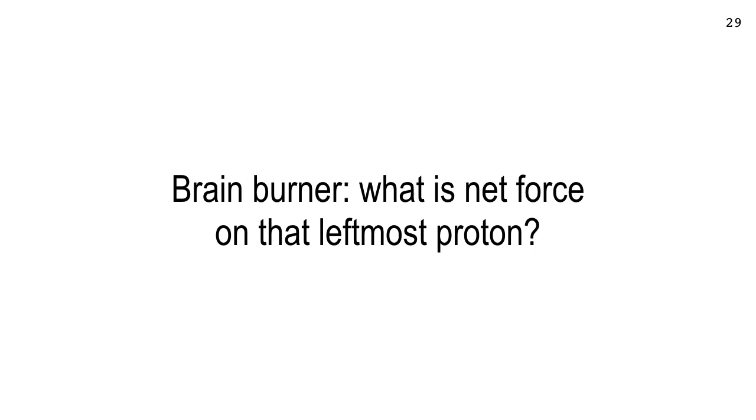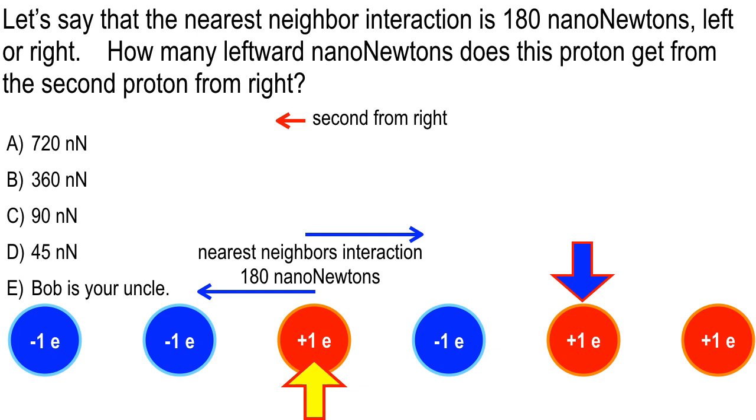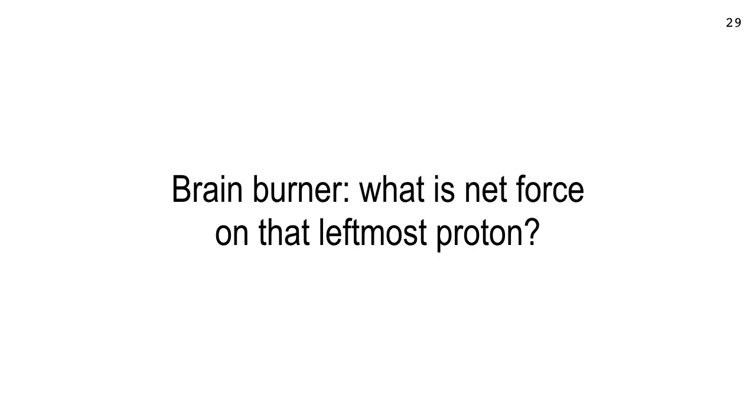Now, here's a brain burner for you. What is the net force on that leftmost proton? If it's 180 for the nearest neighbors, then what do the other two arrows add to that? You're going to need to decide on negative or positive for your net force, left or right. So that's the brain burner that I'm going to leave to you for homework.